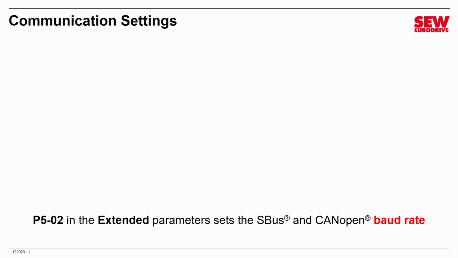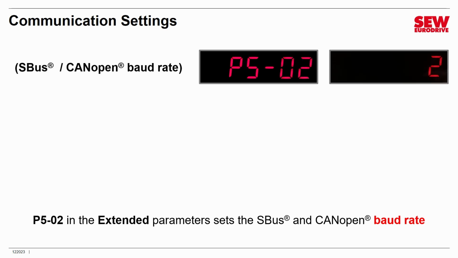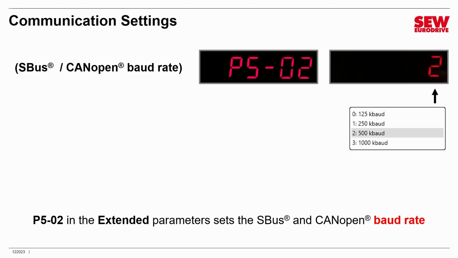If you're using either SBus or CANopen, you set the baud rate in parameter 5-02 in the extended parameters. And here it is. These are the choices available. The default is 500 kilobaud, that's 500,000 bits per second. But you can pick these other values if you have some reason to.